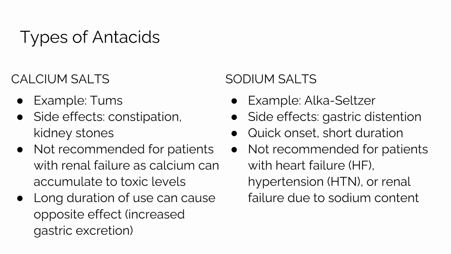Types of antacids. We'll start with calcium salts. An example of this is Tums. Side effects include constipation and kidney stones. It is not recommended for patients with renal failure, as calcium can accumulate to toxic levels. Long duration of using calcium salts can cause an opposite effect, so increased gastric excretion.